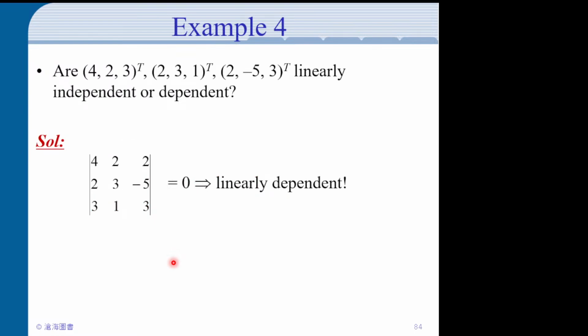I guess we are just on time. But see here, an example, so we have 3 vectors, though the example doesn't say too much. You want to see whether they are linearly independent or dependent, and you list them like this to form a square matrix, and you calculate whether the determinant equals 0. If the determinant equals 0, then they are linearly dependent.